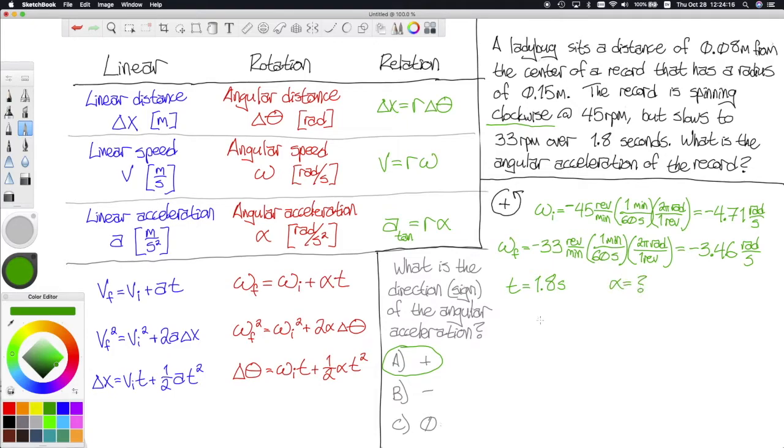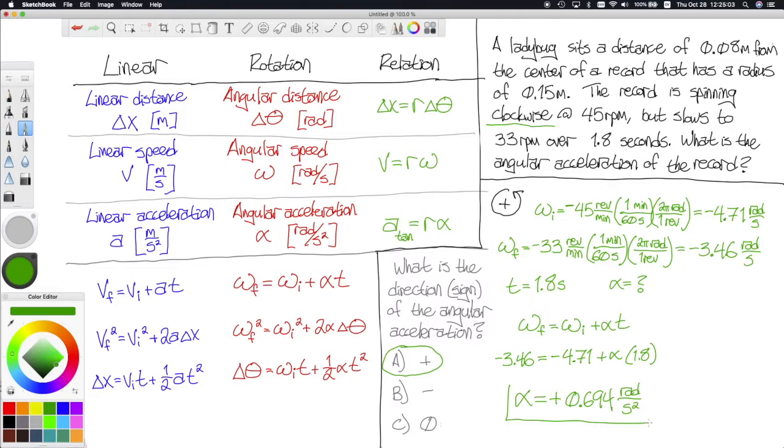So we go looking for an equation that will help us. Omega final equals omega initial plus alpha t, and we plug in the values that we have. The negative 3.46 radians per second as our final angular velocity. The negative 4.71 radians per second as our initial angular velocity. And the 1.8 seconds as our time. And then we solve for alpha, and we get an angular acceleration of positive 0.694 radians per second squared.